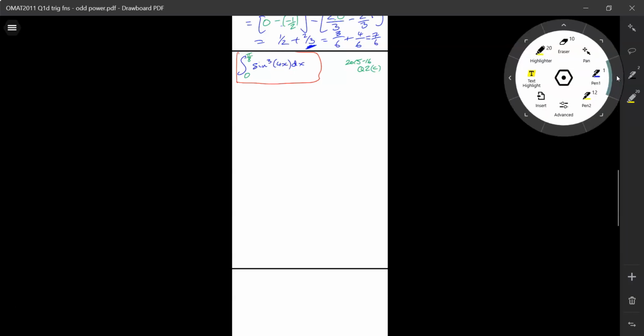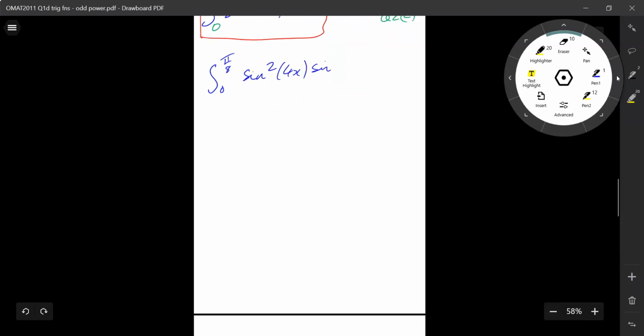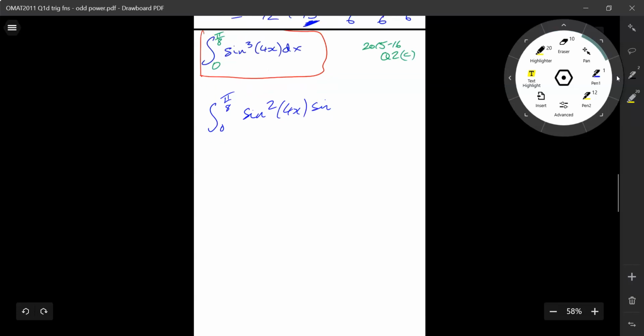So if you look at this example here, we split this. So it's pi over 8 to 0. We split it to sine squared 4x times sine of 4x dx. So try to do that up a bit. I'm going to zoom this up a bit as well so we can see it properly. I'm going to rewrite that. I'm writing too big here. So, the integral from pi over 8 to 0 of the sine squared 4x times the sine of 4x dx.